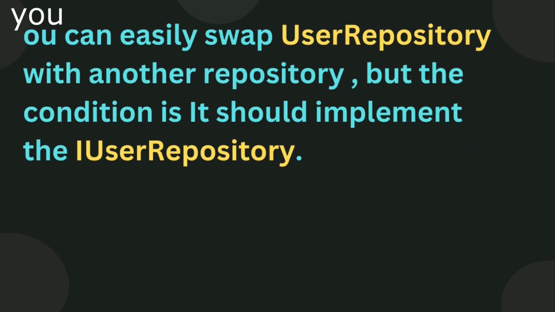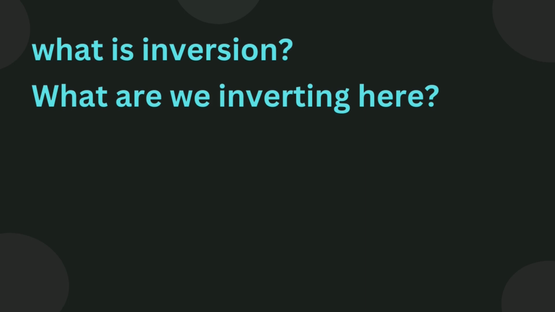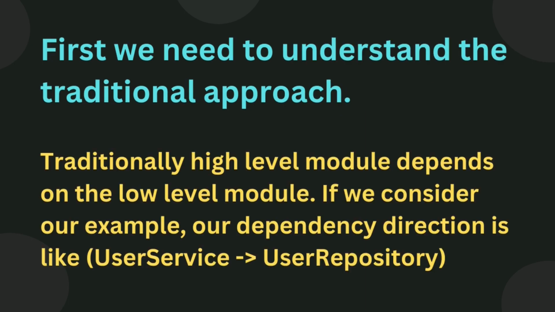You can easily swap UserRepository with another repository, but the condition is it should implement the IUserRepository. UserService doesn't care if you pass the instance of UserRepository or the UserRepository with a different database, because both implement the same interface. You might be wondering what is inversion. What are we inverting here? First, we need to understand the traditional approach.